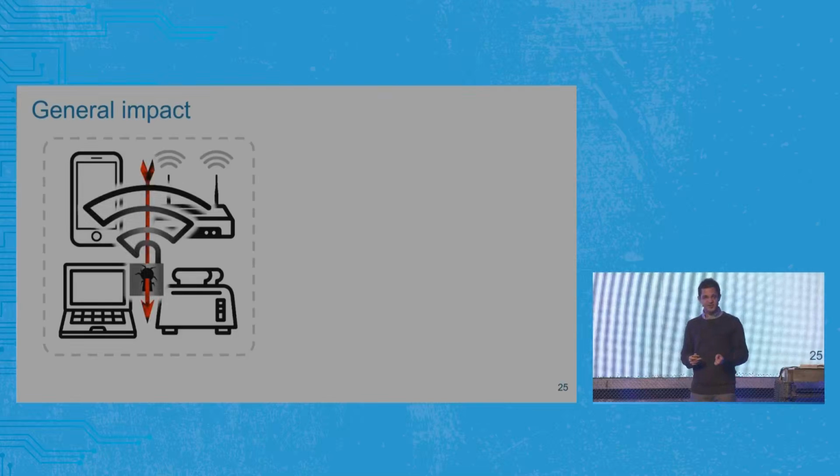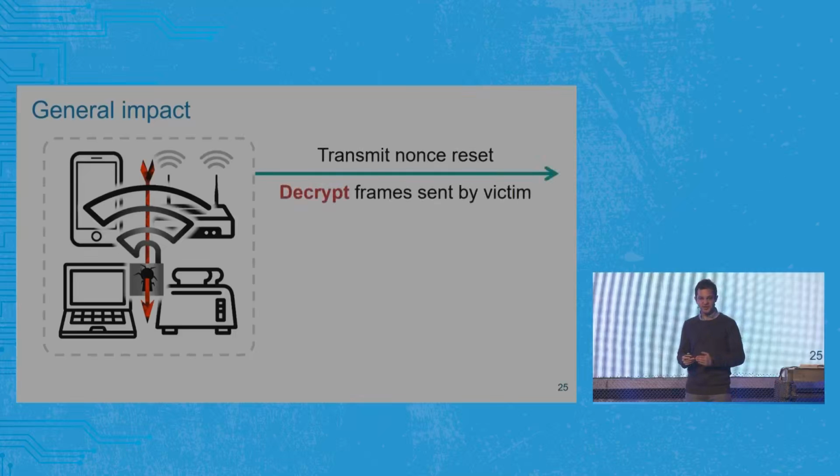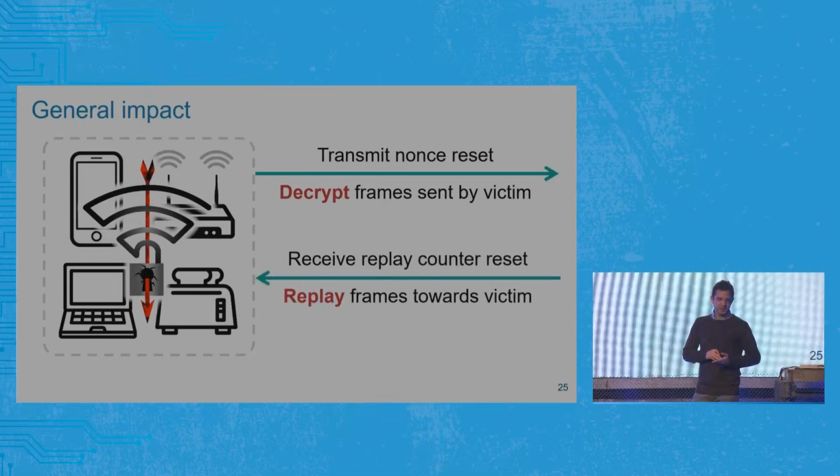The first is that if this vulnerable device sends encrypted data frames, we as an attacker can force it to reuse a nonce when sending data frames. And this in turn can be used to decrypt frames that a device is sending. But there's also a second thing that goes wrong, and that's when we reinstall this key, the device will also reset the so-called replay counter. And this replay counter is, of course, used to detect replays. And if this counter is reset, we as an attacker can replay frames that are sent towards the device under attack. So these are the two general impacts that occur when a device is vulnerable to our key reinstallation attack.